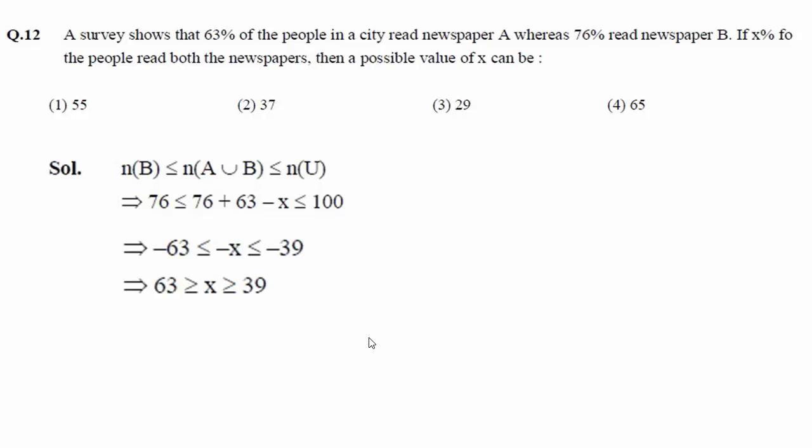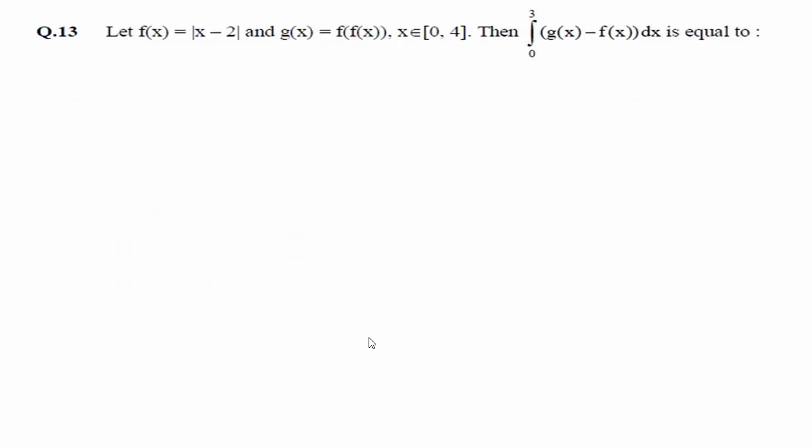Therefore, minus 63 is less than or equal to minus X, which is less than or equal to minus 39. This implies that 63 is greater than or equal to X, which is greater than or equal to 39. Then the possible value of X is 55, because 37 doesn't lie in the range 39 to 63, 29 also doesn't lie, and 65 also doesn't lie. Only 55 lies.